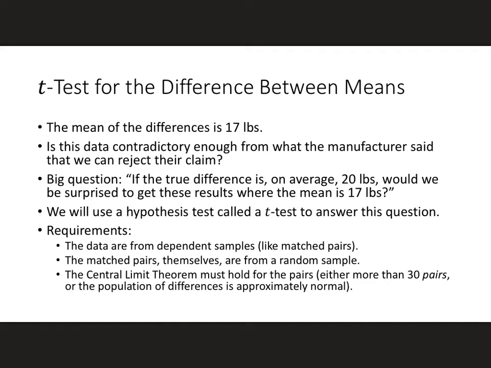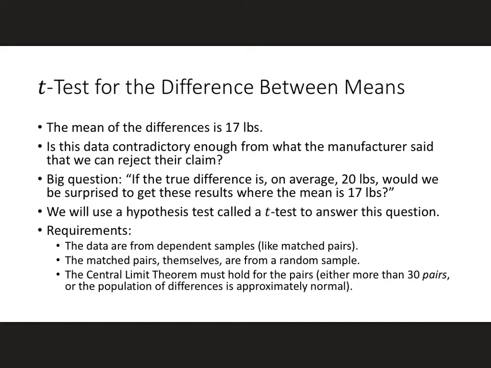So here, if you take that data from the previous slide and you find the mean of the differences, you get 17 pounds. Is this data contradictory enough from what the manufacturer said that we can reject the claim? So our big question here is, if the true difference is on average 20 pounds, would we be surprised to get these results where the mean is 17 pounds? We will use a hypothesis test called a t-test to answer this question.